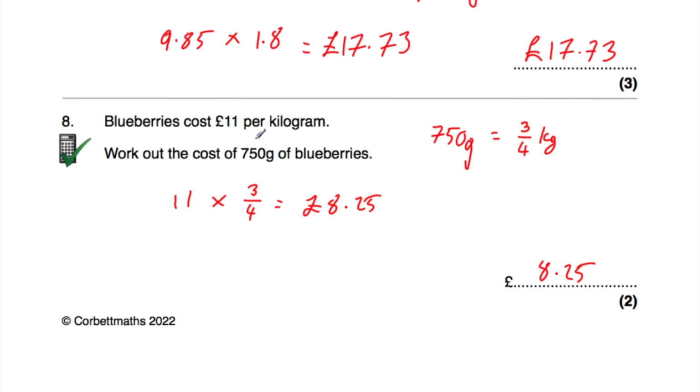That would work. We could even say that it costs £11 for 1,000 grams, and then we could find the cost for 1 gram and then multiply by 750 grams. So, there are different approaches that you could use in this question. In this case, I just found that £11 was the cost for 1 kilogram, and I multiplied that by 3/4 because that's 3/4 of a kilogram, and then that was my answer. Okay, let's have a look at our next question.